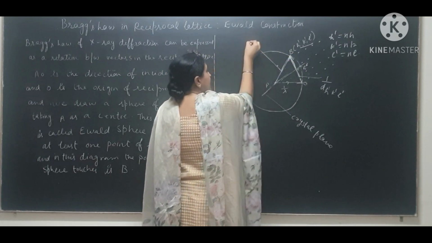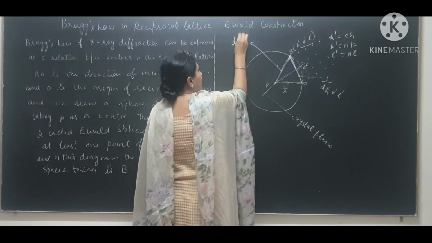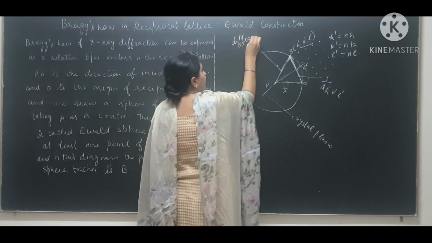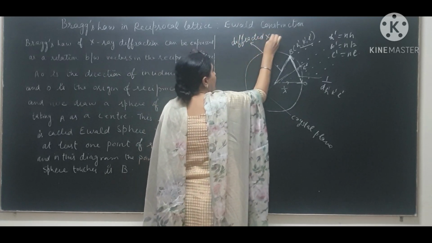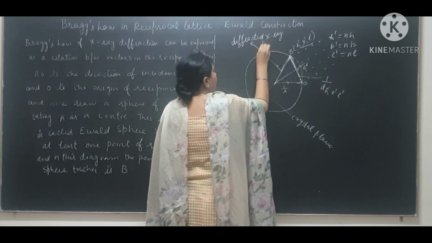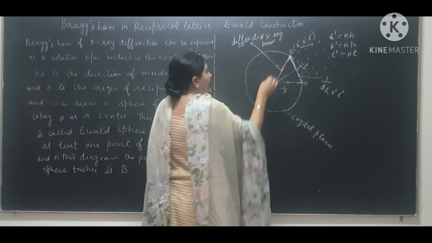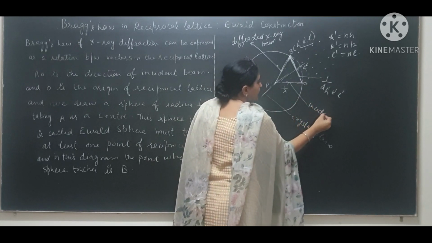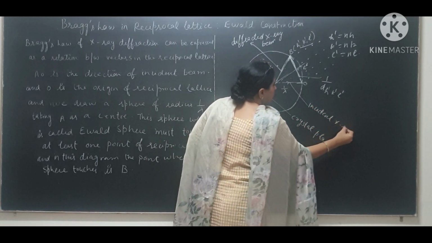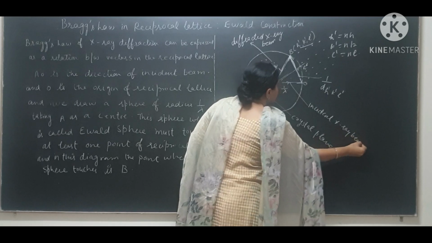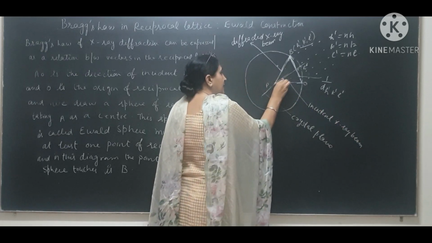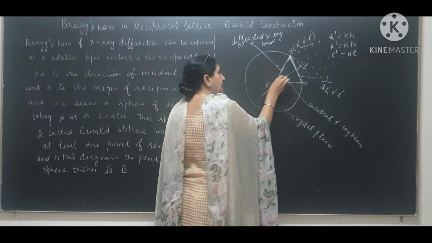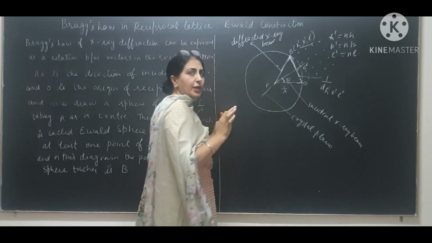then what is AB? This is the diffracted X-ray beam. And AO is the incident X-ray beam, the direction of the incident X-ray beam. And this angle we take as theta, this angle also theta, so the total angle becomes 2 theta.